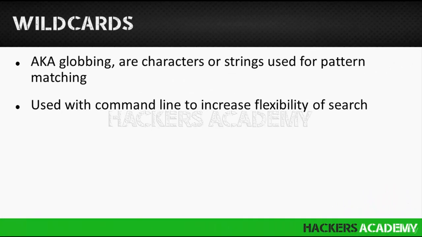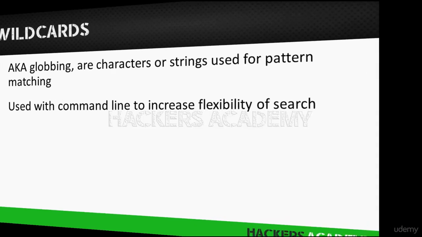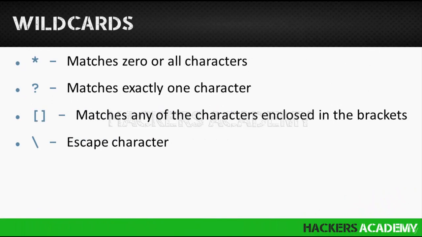Wildcards, also known as globbing, are characters or strings used for pattern matching. Usually we use those with the command line to increase the flexibility of searches or commands that we are issuing. So what does it mean when I say they're characters or strings? Here are some examples. The first is the asterisk character, and it's used to match 0 or all characters.